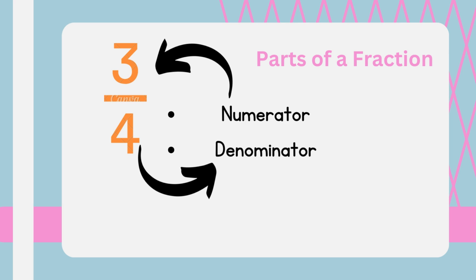Next, we have the parts of a fraction. We have the numerator and the denominator. As you can see, the arrows are pointing to them. Here the numerator is 3 and the denominator is 4. A numerator is the top number, representing the number of parts we have. In short, the numerator is just the top number of a fraction. The denominator is the bottom number, representing the total number of equal parts. Again, in short, it is the bottom number of a fraction.